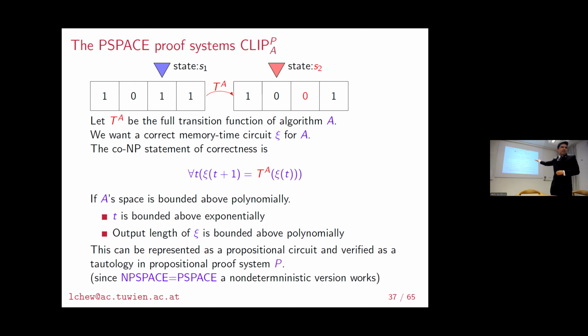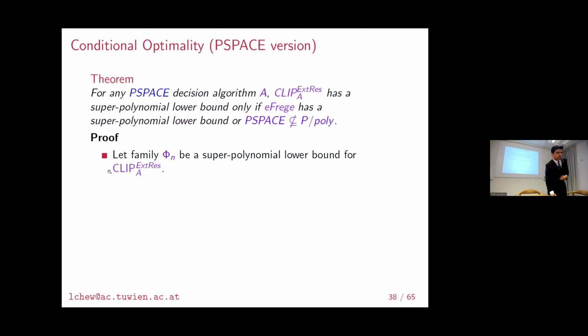And this is actually just in co-NP, right? Because the time is bounded above exponentially, which means that if we take a logarithm of it, it's small. And the output is bounded above polynomially because we're in PSPACE. We can also do this with non-determinism, because NPSPACE equals PSPACE. Then we just confirm this co-NP statement using some propositional proof system. We just pick the strongest proof system that we want, for example, extended resolution. And we get the same sort of result that we do in extended QU resolution.